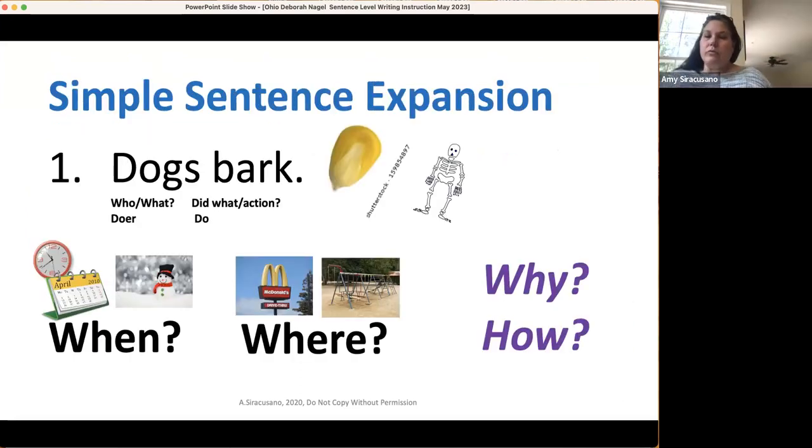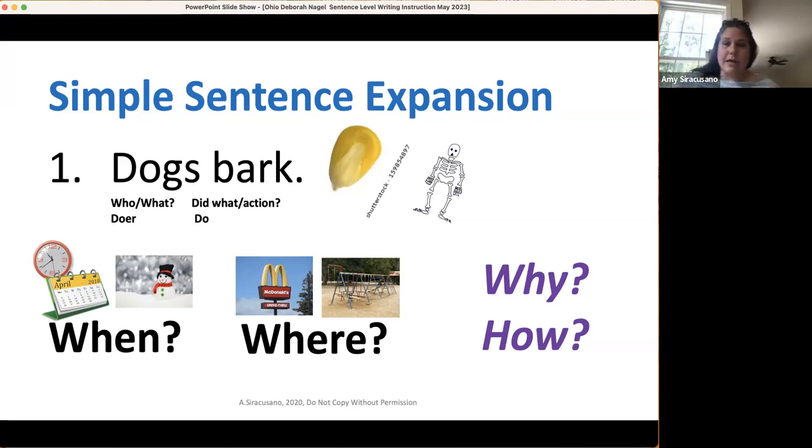Another thing that really is supported by research is sentence expansion. So there's a couple of things in terms of sentence development or sentence instruction that are supported by research. Sentence expansion is one, sentence combining is another, and sentence generation is the third. So expansion, combining, and generation. Those are the three top ones that are supported by research.